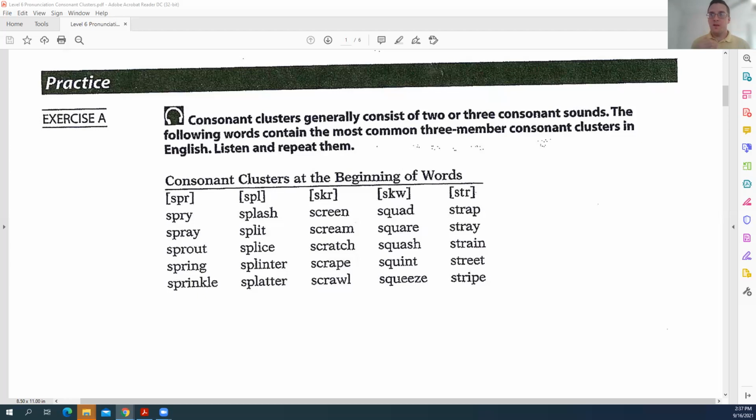Spry, spray, sprout, sprinkle, splash, split, splice, splinter, splatter, screen, scream, scratch, scrape, scrawl, squad, square, squash, squint, squeeze, strap, stray, strain, street, stripe. Pause and practice.